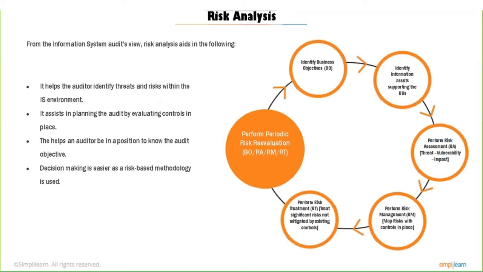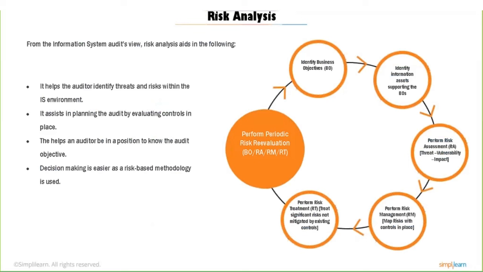Okay, so this is all about risk analysis, the process of risk analysis. The first important thing, please remember, is to identify the business objective. Then you need to identify the information assets supporting the BO. Information assets are not restricted to your IT assets, but include all people and processes that support the business objective.